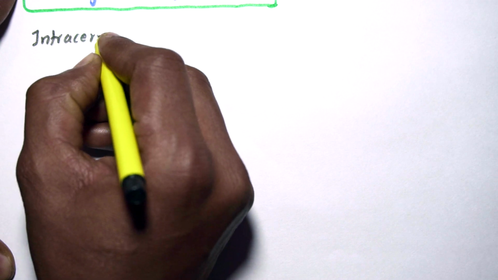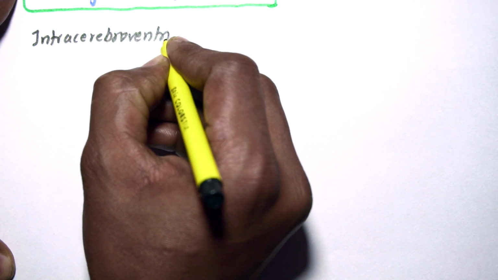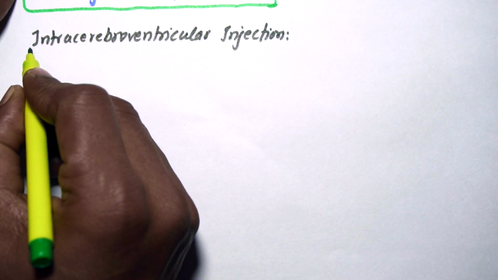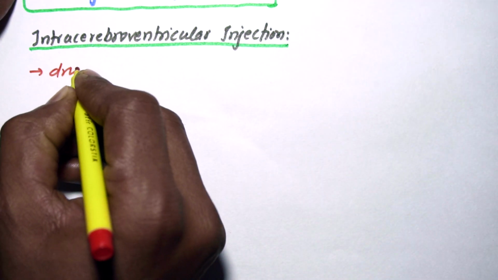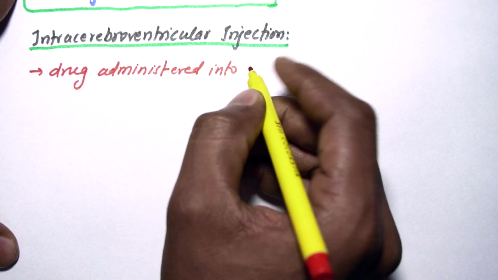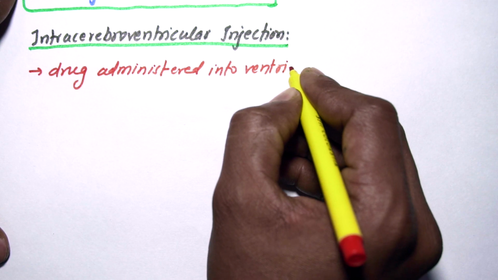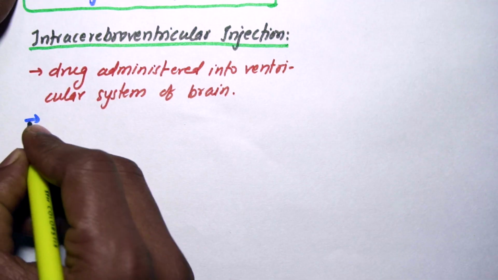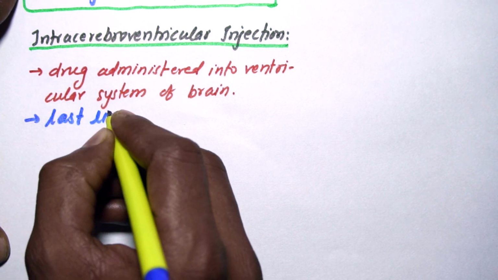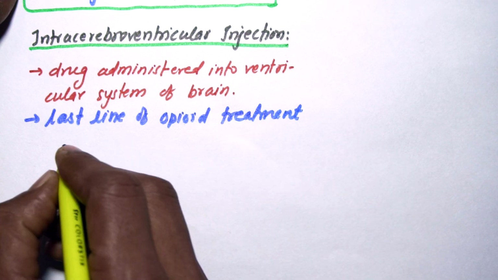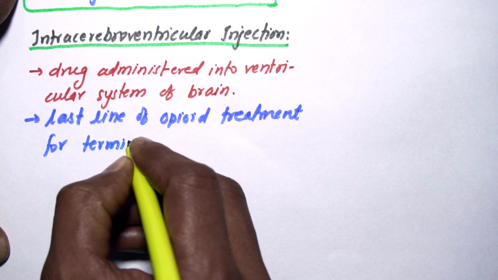Now we will see intracerebroventricular injection. Here the drug is administered into the ventricular system of the brain. An example is the last line of opioid treatment for terminal cancer.